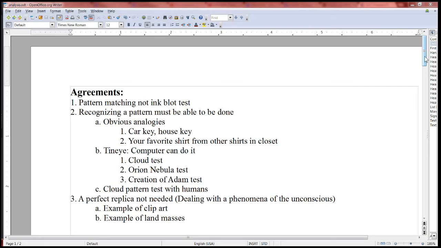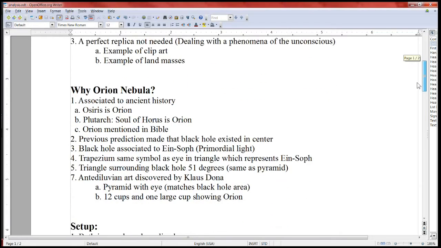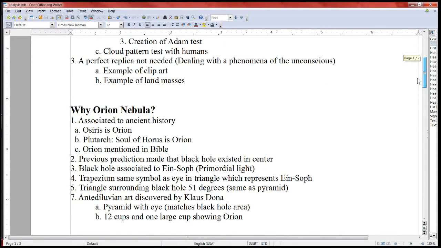Now that we've established some of those agreements, we know what's possible for the human to do. We know that we can do this type of a comparison. It's not out of reach. And we understand that it's pattern matching and not ink blot. Let's move on. So why the Orion Nebula?